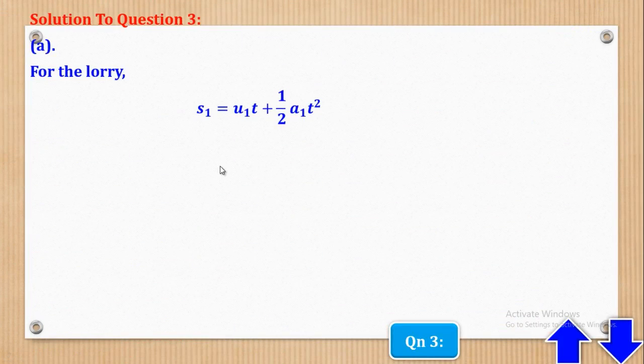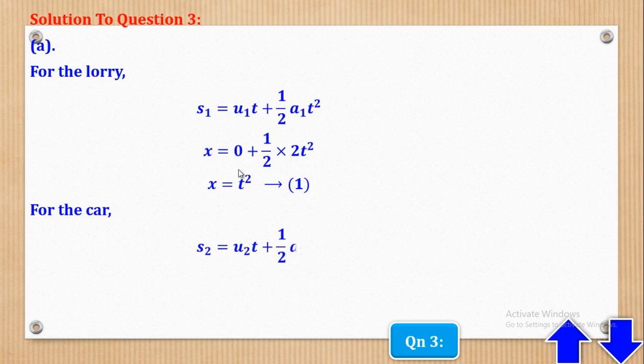When you substitute that information here, this is what we are going to come up with. And when you simplify, we shall come up with X being equal to T squared, and that is equation 1. Then we shall go to the car. For the car, we shall still use the second equation of motion. So you have to substitute for S2, U2, A2, and T.